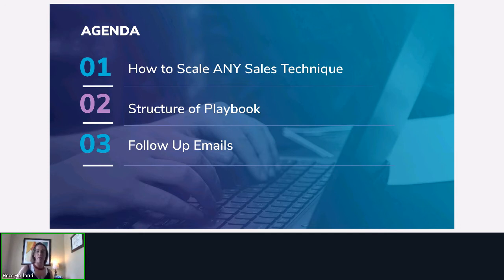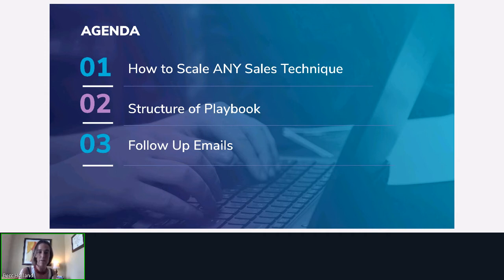We're going to follow up with how you can structure a playbook to make sure that you get the maximum amount of benefit from all the leads that are coming through to you, regardless of whether that's from marketing or people that are self-sourced. And then we're going to dive in.